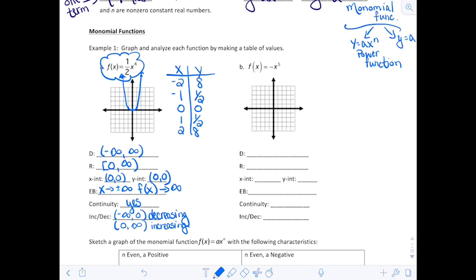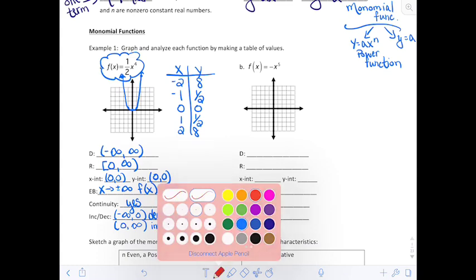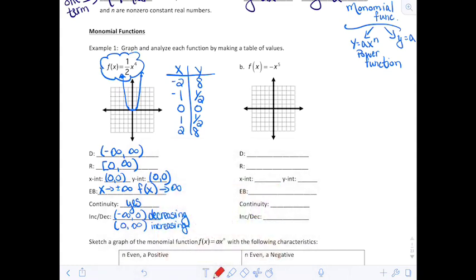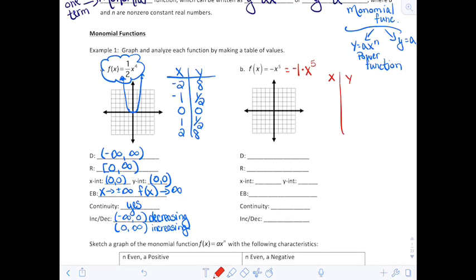Negative x to the fifth. So what you need to realize with this one is that it is not raising a negative x to the fifth power. Make sure you look at this as it is a -1 times x to the fifth. So we just want to be very careful that if you are using your calculator to plug in values, this is the opposite of x to the fifth. So you're not raising it to the fifth power. You know what I mean. Okay. So let's look at a table of values.